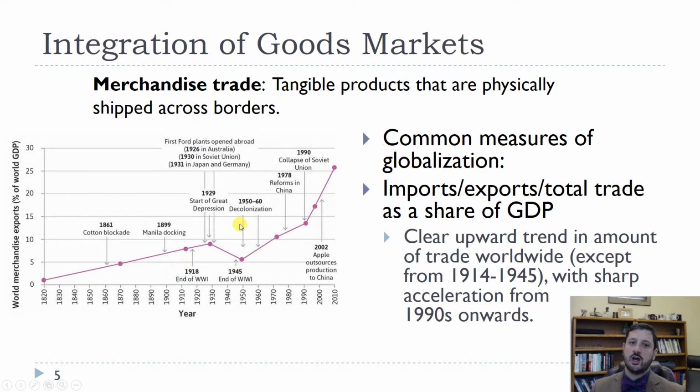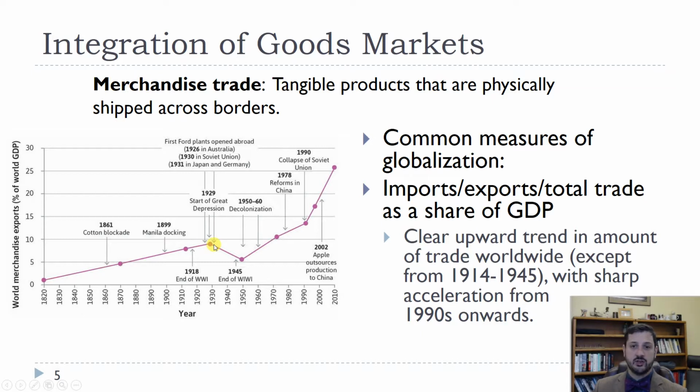So we're going to start off just talking about the integration of goods markets. So this is going back to 1820, and this graph shows the percent of world GDP that is exported. And so you can see back in 1820 it's very low. It's about 1 or 2%. And it increased steadily up until the Great Depression when it was about 8 or 9%.